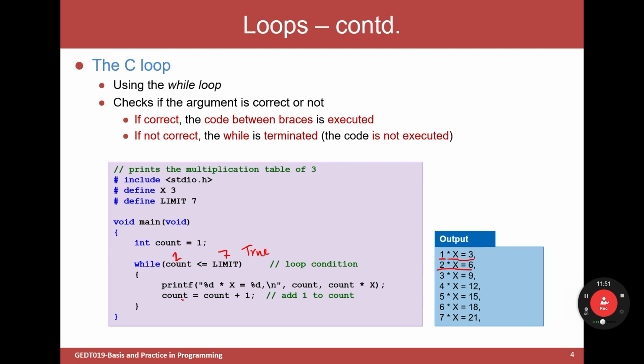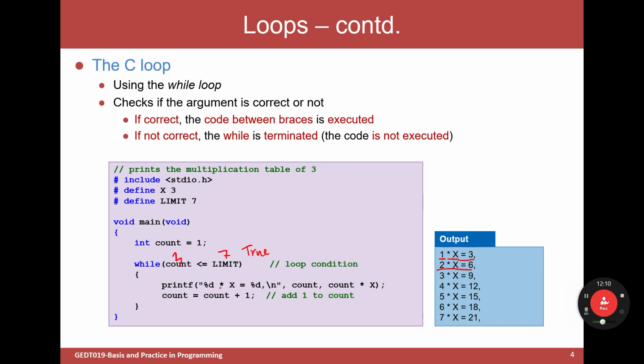Now the count will be what? The new count will be equal to the old count 2 plus 1, which equals 3. So now the count is equal to 3. Let's see, 3 is less than 7? Yes, 3 is still less than 7. In this case, it will print count is equal to 3.